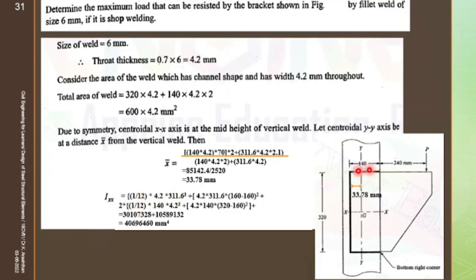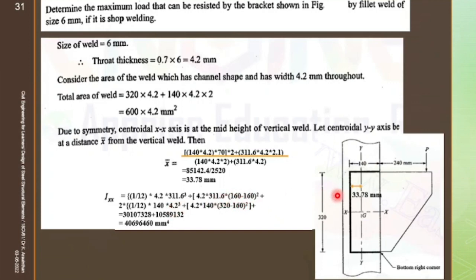For the flange section, it is written as breadth 140 into depth 4.2, BD cube divided by 12. Why I have multiplied by 2 is because I have two flanges like this. So I multiply by 2 plus area. How to find area? 140 into 4.2, which is written here, into distance square. What is the distance? See, I have taken the reference as this line. So where will you have the centroid? If 140 is your breadth, your centroid will act at 70, half of that. So it is written as half of the line, which will be 70.